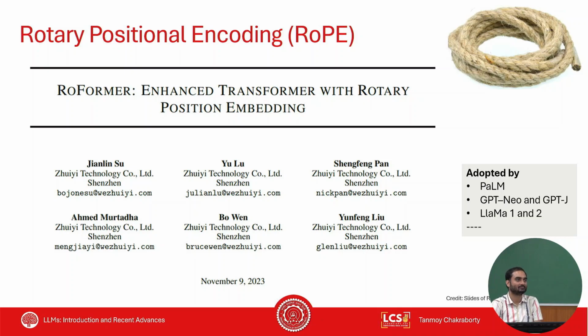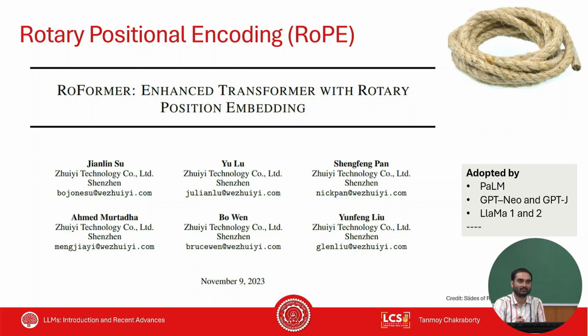Okay, so let's move on to the very recent one. In this paper, it is called Rotary Positional Encoding. This was uploaded in 2023, and since then recent methods like PaLM, GPT-Neo, GPT-J, Llama 1, 2, all these models are basically using this positional encoding. Nobody uses the sinusoidal representation.